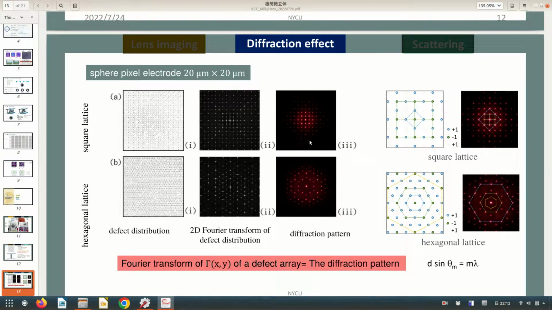We check the patterns by the equations right here, and here you can see the correspondence of the defect distribution and the diffraction pattern right here. They agree with each other.